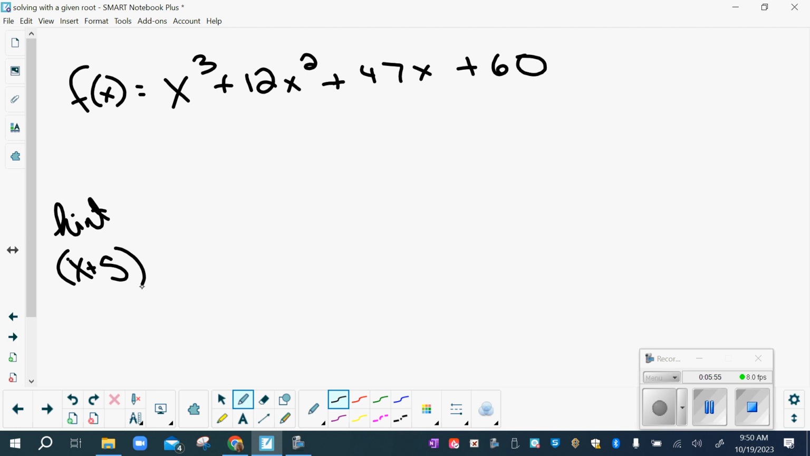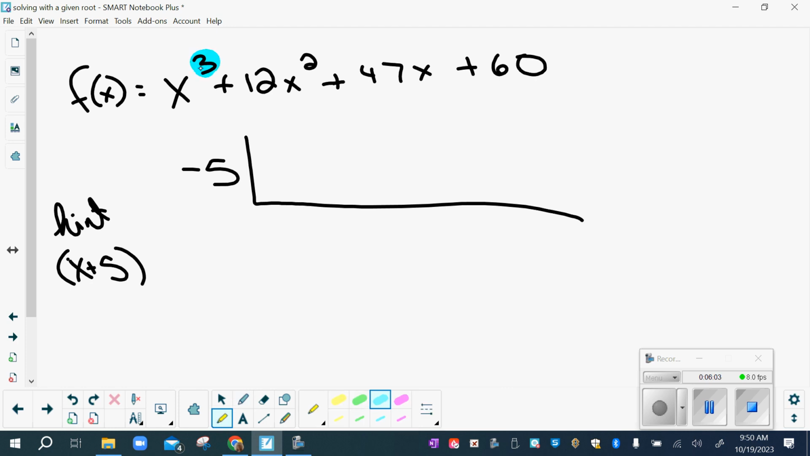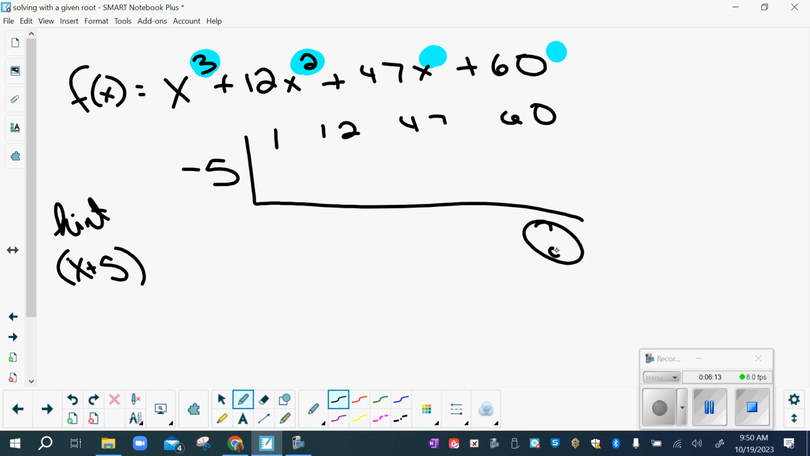Here's what I got. I got a -5 out here. Checking for holes. I always do because they sneak up on me. He's good. Thank you. 1, 12, 47, 60. I'm putting that factor right there because it better end up with 0 or I've messed up. So here I go. 1 times -5. Boom. Boom. Boom. Nope. Oh, nice.